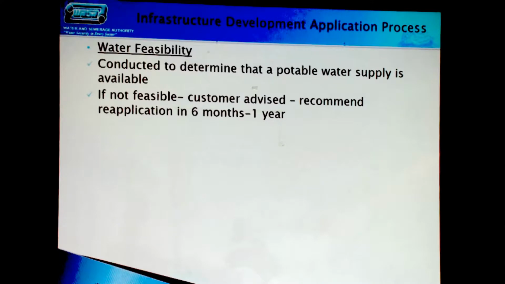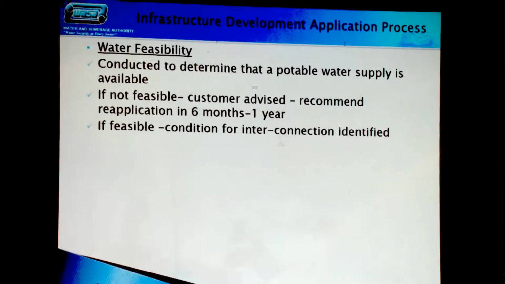If the project is not feasible, that we cannot provide that water supply, we advise you of that, and we advise you to reapply within 6 months to a year. If it is feasible, we identify the conditions for interconnection. How are we going to connect your development to our infrastructure? That you would be required to lay certain mains and so on to achieve that connection.